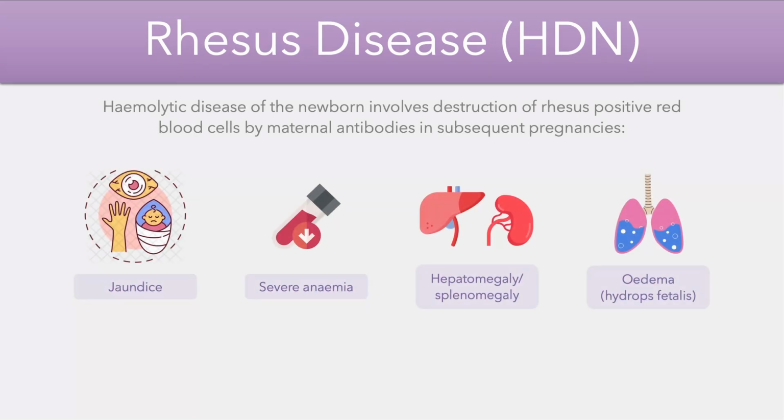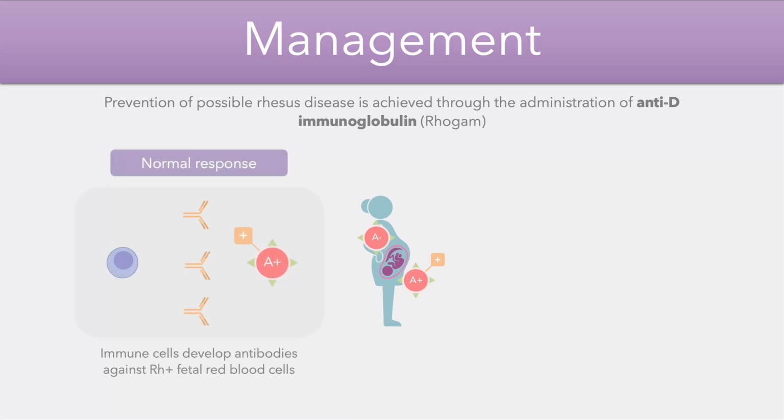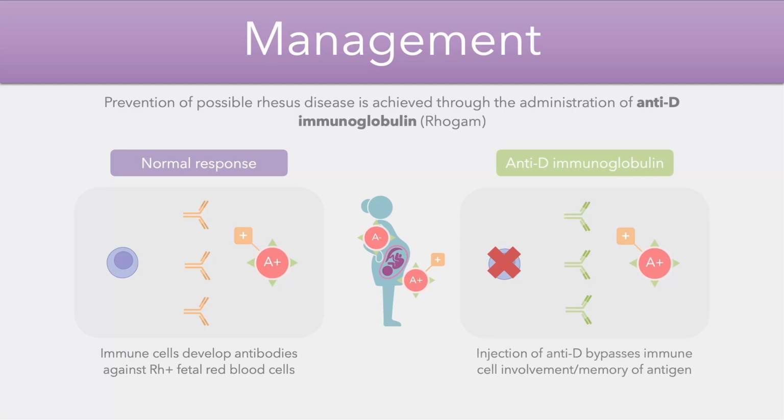The condition can lead to an array of different symptoms including jaundice, severe anemia, hepatosplenomegaly, and significant fluid overload in the fetus. Okay, so how do we actually prevent this disease from occurring? Well, the answer actually lies in administering anti-D immunoglobulin. Again, the main issue with rhesus disease is that we have the formation of these antibodies against the rhesus antigen. So we have to find a way to bypass the normal immune response and prevent the memory of the antigen so that future pregnancies are not affected.